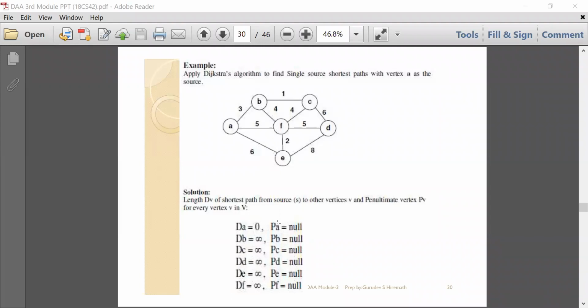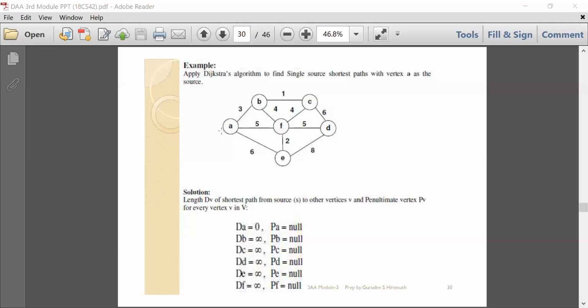Then similarly, we need to write the paths. That's why PA means the path from A to A, PB means the path from A to B, PC means the path from A to C, PD means the path from A to D, PE means the path from A to E. Excuse me. PF means the path from A to F. Why am I making A the source here? Because I took A as the source.